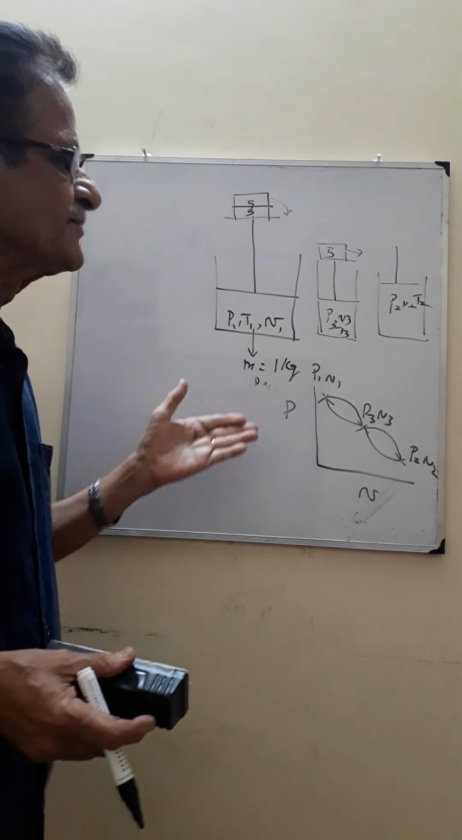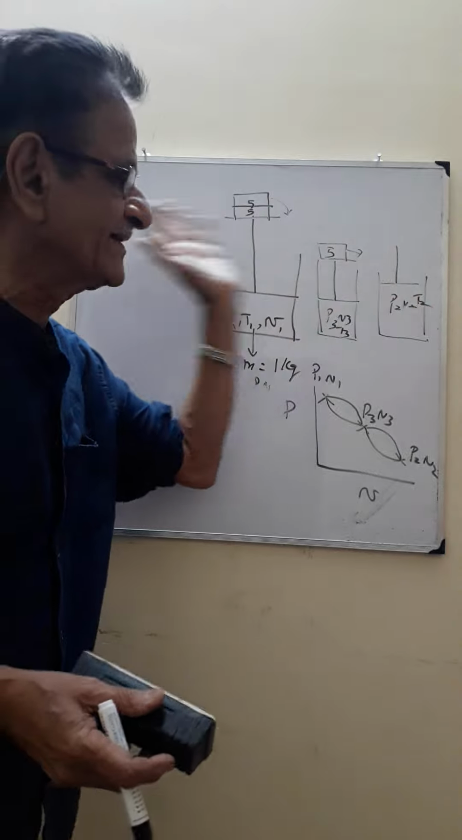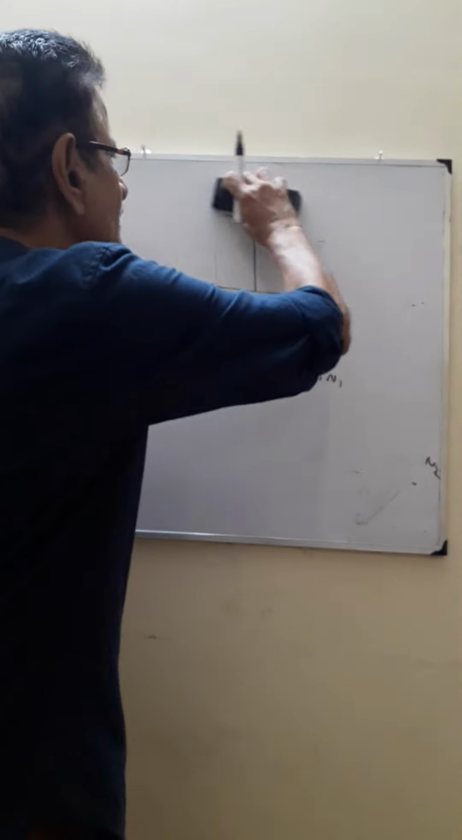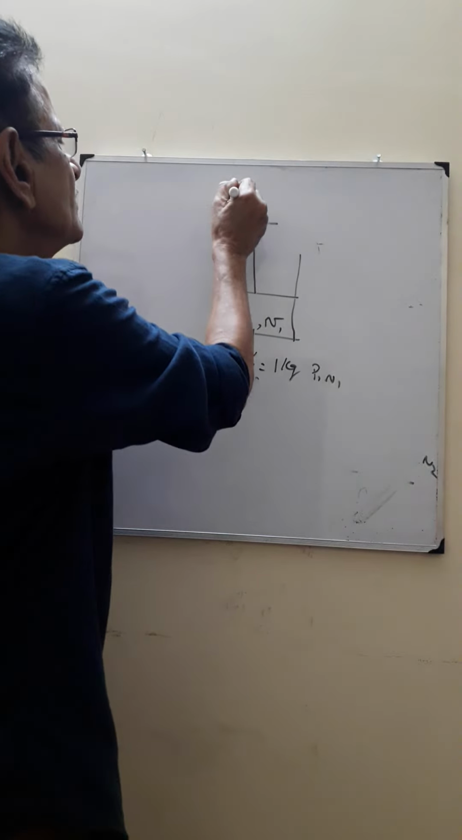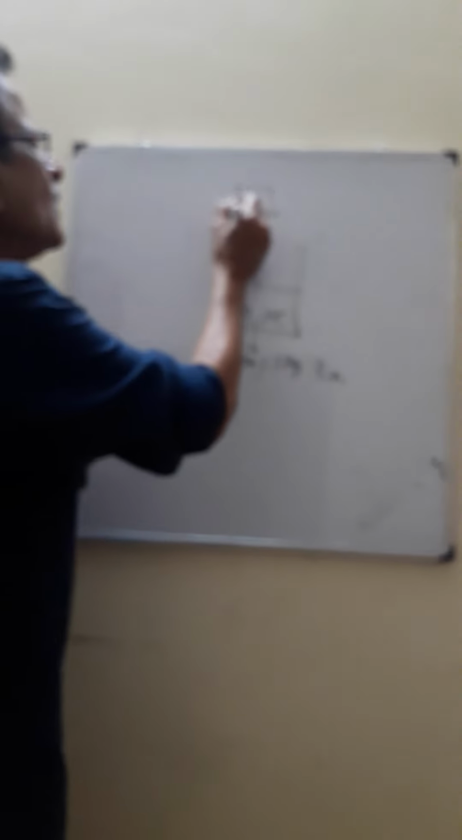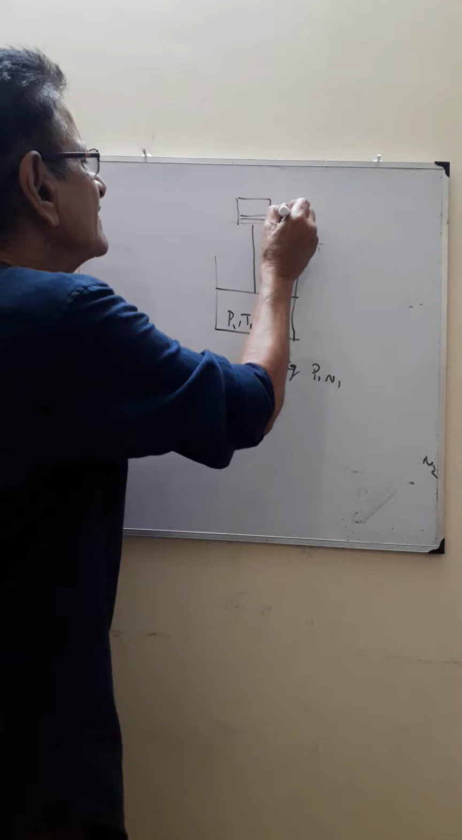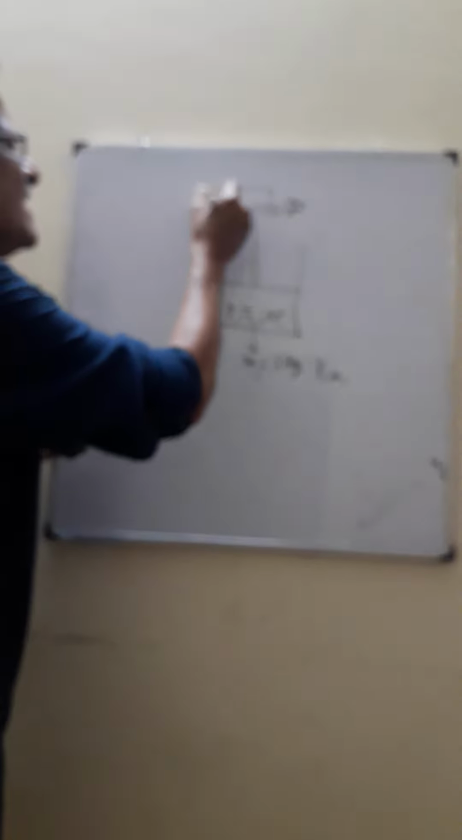Initially it was a single stage process. Now it is a two-stage process. P1, T1 to P3, V3, then P2, V2 back. Now let's take the last case. What I'm going to do is divide this 10 kg into 1 gram each.